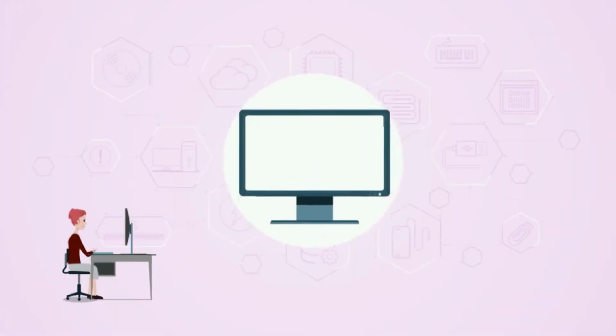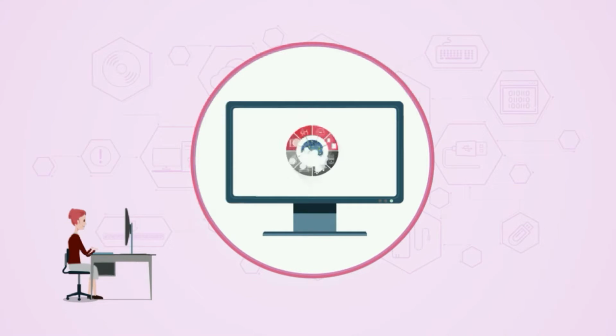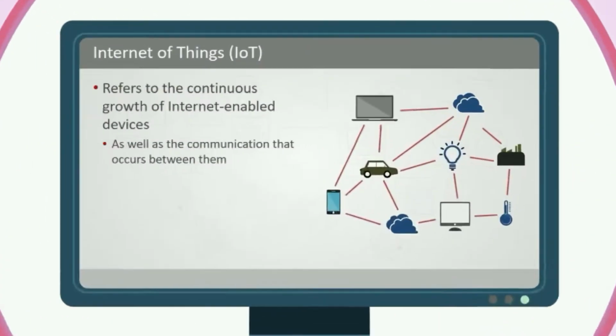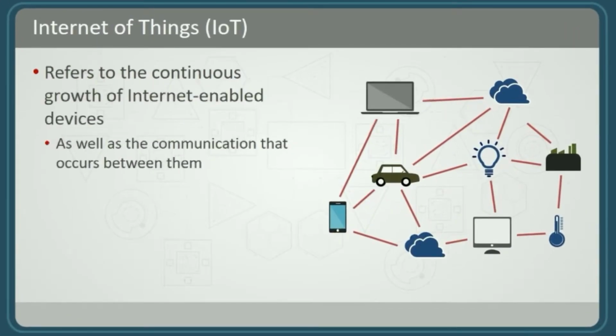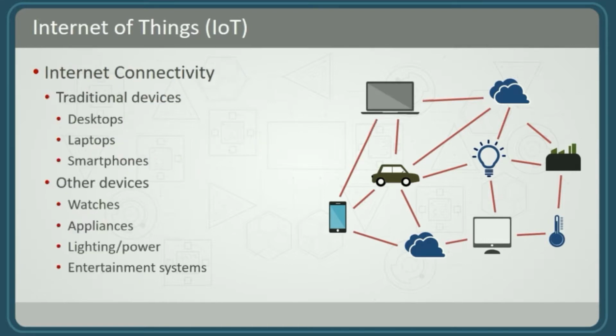All right, in this presentation, we'll take a look at what's known as IoT, or Internet of Things. And this refers to the continuous growth of Internet-enabled devices, as well as the communication that occurs between them. And this is certainly something that is becoming much more common. We are, of course, all familiar with standard Internet connectivity using traditional devices such as desktops, laptops, and smartphones. But many other types of devices are becoming capable of doing so as well.